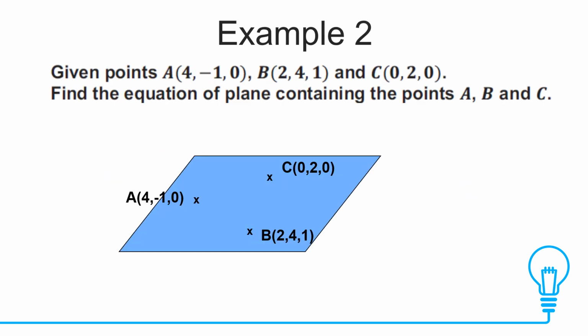Now we move to example 2. Given point A is (4, -1, 0), point B is (2, 4, 1), and point C is (0, 2, 0). And you need to find the equation of plane containing the points A, B, and C.